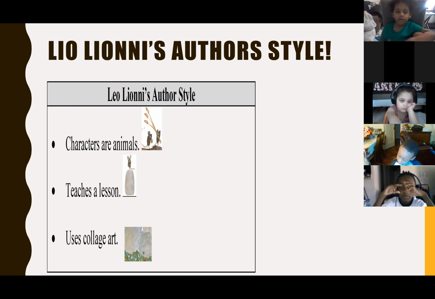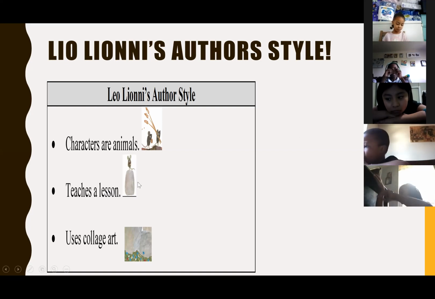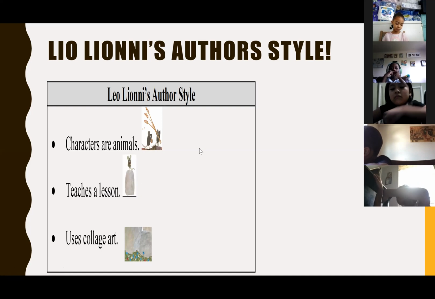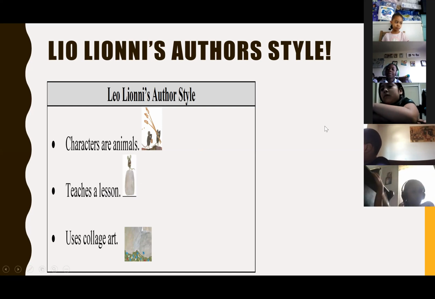One of the author's style is characters. Yeah, what are his characters? His characters are what? Are animals. Yeah, nice job. Yeah, his characters are animals. What's another thing that Leo Leone does in his book? Jeremiah from McAllister, give it a try. Jeremiah from McAllister, unmute yourself. Go ahead, Jeremiah. What's another thing his author's style includes? Teaches a lesson. Yeah, he teaches us a lesson.